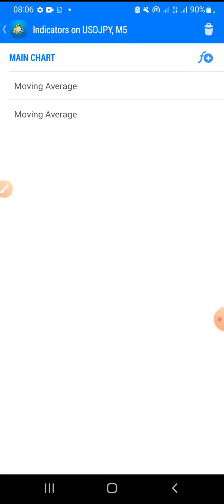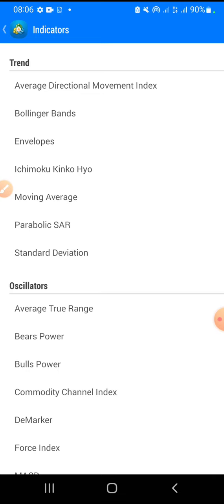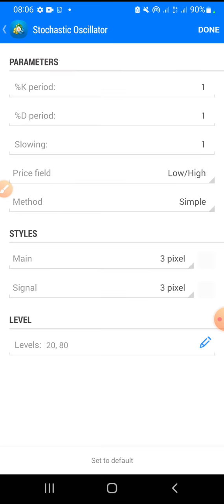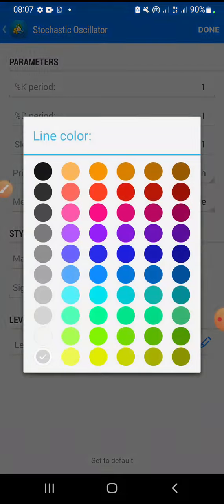Moving on, I'm going to add another indicator, but this time we are starting to form our indicator window 1. I'm going to start off with the stochastic oscillator, and this stochastic oscillator is going to have the following parameters: a percentage K period of 1, a percentage D period of 1, a slowing of 1, price field low over high, and then method is still simple. For the style, please make sure you change this to the color of your background. I have a white background, so my main is white and my signal line is also white.